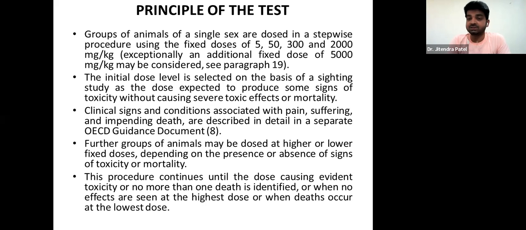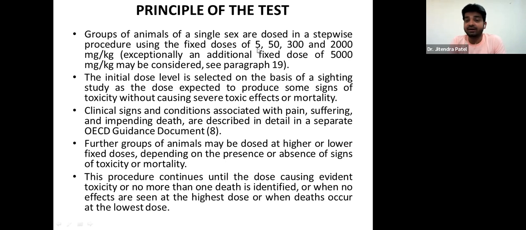So what is the principle of the test of OECD Guideline 420? The principle is that groups of animals of a single sex are dosed in a stepwise procedure using fixed doses of 5 mg per kg, 50 mg per kg, 300 mg per kg, and 2000 mg per kg. Exceptionally, an additional fixed dose of 5000 mg per kg may be considered, right? So it depends, right? That's what stepwise means. We cannot start from 300 mg per kg, right? We cannot start from 5.